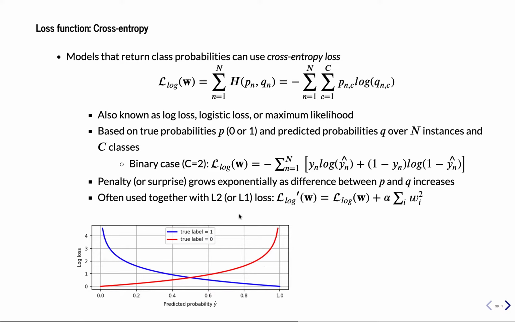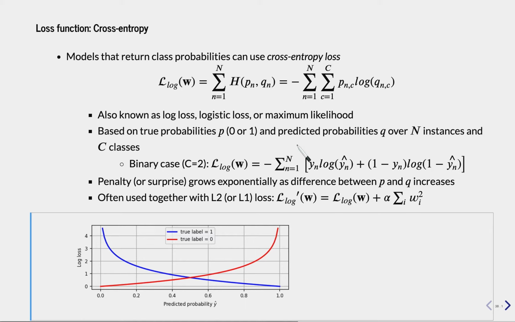So the loss function looks like this. So it has p times log q, where p is the true probability, so that's 0 or 1, and q is the predicted probability. That's what's shown here on the x-axis. And we can see that the penalty grows exponentially as the difference between those two increases.